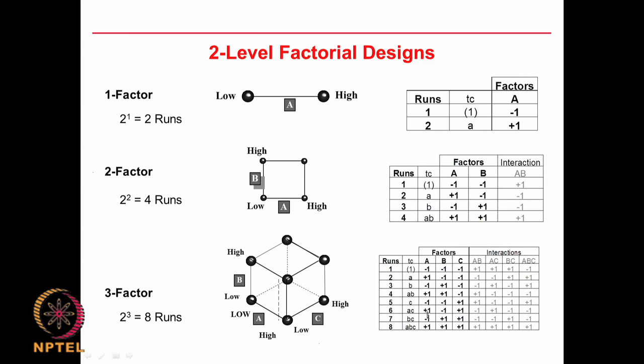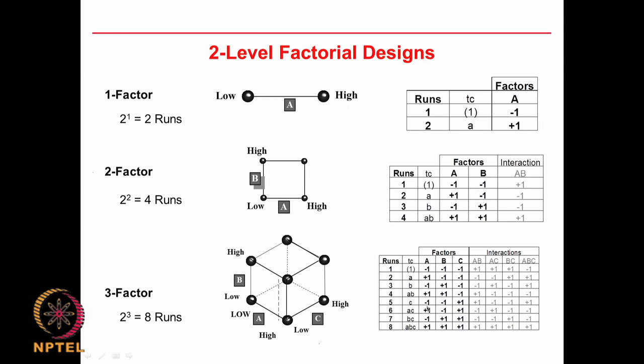This is one representation. If you want to represent the other way, A means factor A is at higher level, B means only factor B is at higher level, AB means both factor A and B are at higher level, C means factor C is at high level, AC means factors A and C are at high level, BC means factors B and C are at high level, ABC means factors A, B, C all 3 are at high level. So, we have 8 experiments.